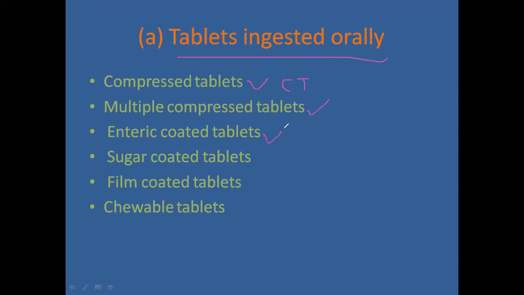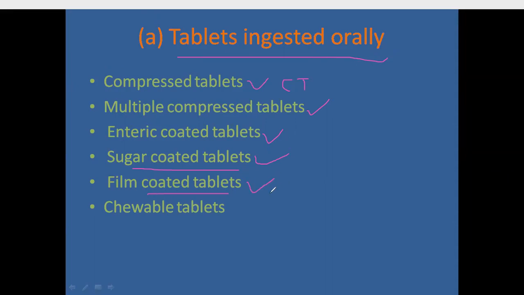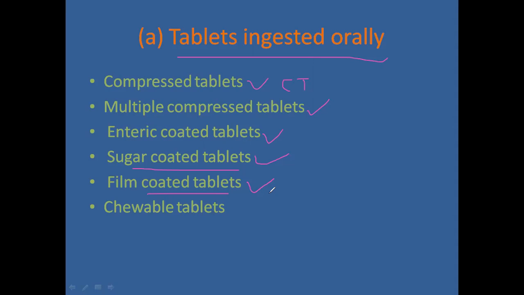then enteric coated tablets. Now enteric coated tablets are the tablets whose content gets dissolved in the intestine. Then sugar coated tablet means we apply a coat of sugar on the tablet, so the name is sugar coated. Then film coated tablet, we use a suitable polymer to apply a coat of film over the tablet core. Then chewable tablets.